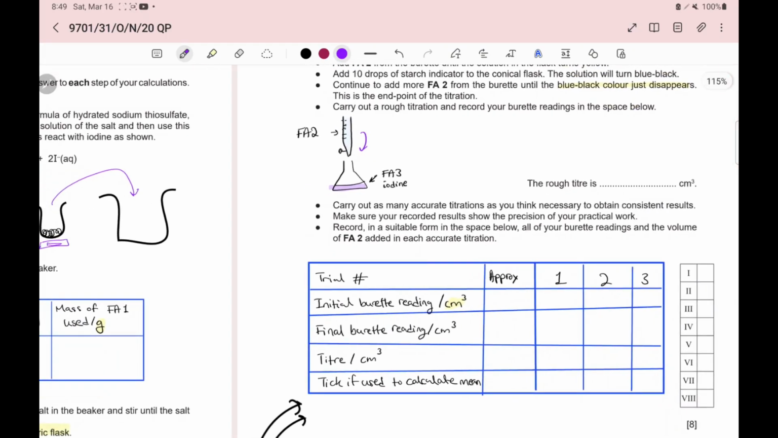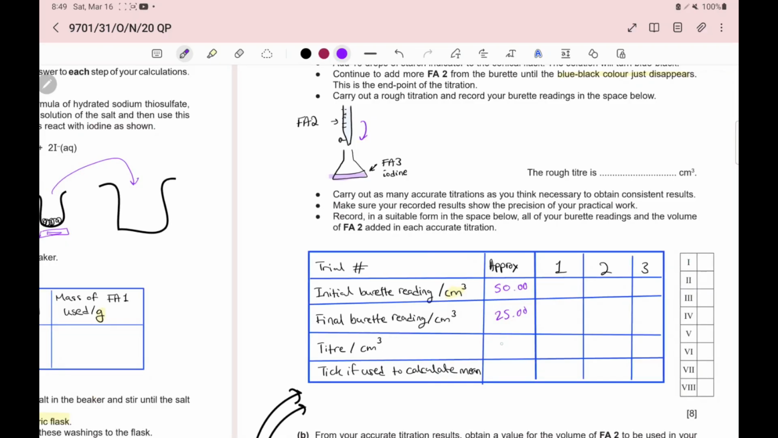Okay, so for the approximation or the rough titer, you're going to have your initial burette reading. So say it's at like 50 centimeter cubed, and then you turn it on and it's draining and draining and draining, and it gets to like 25, right? So 50 and then 25.00, something like that. And then you're going to subtract it and you get your titer, which is about 25. Then we're going to now repeat it, and we're going to go a little bit slower this time. We're going to do it about 3 times, and we want to make sure we're getting an accurate reading.